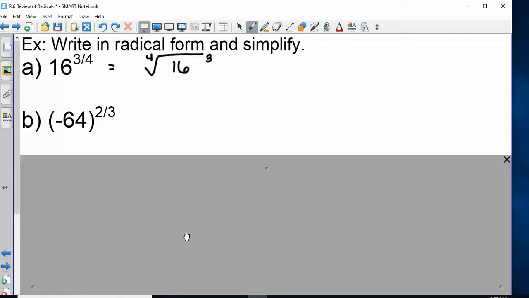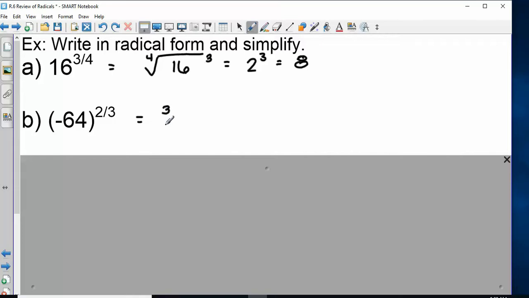Okay, so if I want to simplify, the fourth root of 16 is what? 2. So this is just 2 to the 3rd power, which is 8. All right, B.